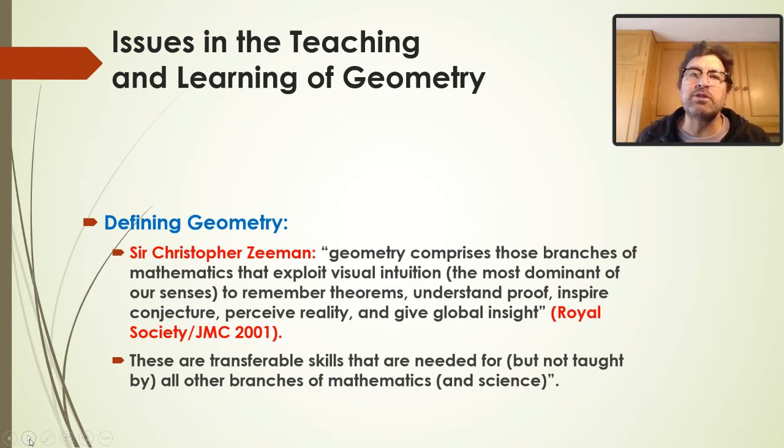Okay, so let's look at how geometry is defined. Now, if you Google this as well, you will find an endless amount of efforts and attempts to define geometry. I like this one by Sir Christopher Zeeman. He says, geometry comprises those branches of mathematics that exploit visual intuition. Again, the visual comes to the foreground. The most dominant of our senses is the visual sense. To remember theorems, to understand proof, to inspire conjecture, listen to the words, to perceive reality and give global insight. That is a very, very dynamic and beautiful definition by somebody of what geometry and geometric reasoning is to them.